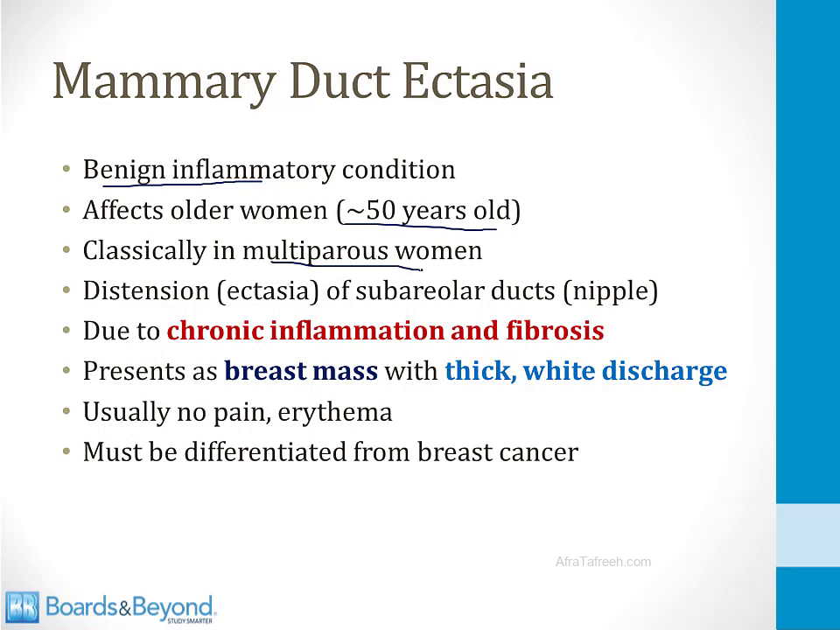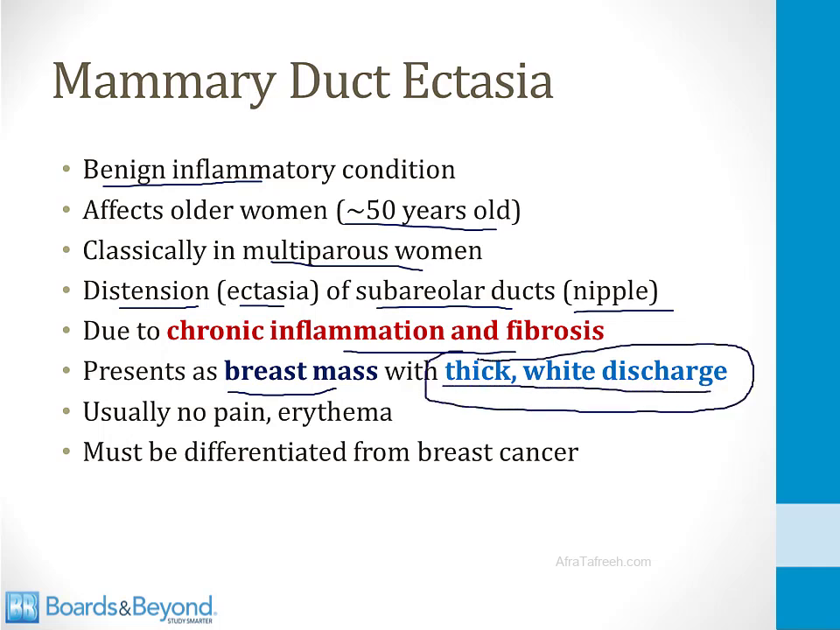In mammary duct ectasia, there is distension or ectasia of the subareolar ducts, which are right below the nipple. This is caused by chronic inflammation and fibrosis of those ducts below the nipple, so it presents as a mass usually right below the nipple with thick white discharge, and the thick white discharge is caused by the inflammatory tissue. There's usually no pain or erythema, but the concern here is that it may represent breast cancer.